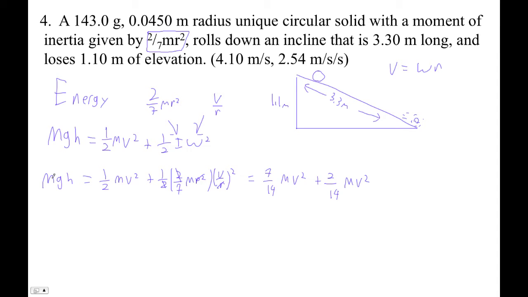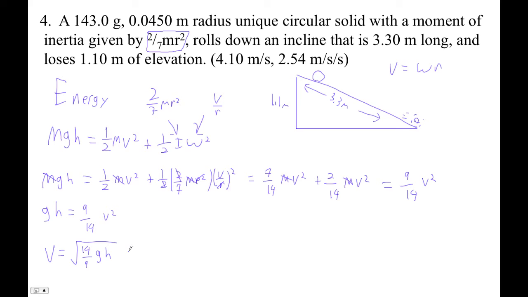All right, so now we can cancel all the m's out of here. And that is 9/14 v squared. So gh is 9/14 v squared, so v is equal to the square root of 14 ninths, not quite 2, times gh. Let me just say that if it was just sliding down, it would be the square root of 2gh. But because it has to also rotate, it's going a bit slower.